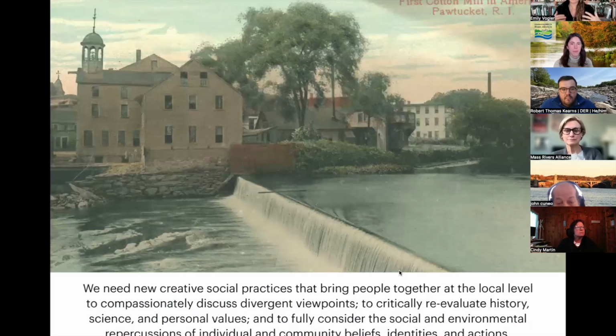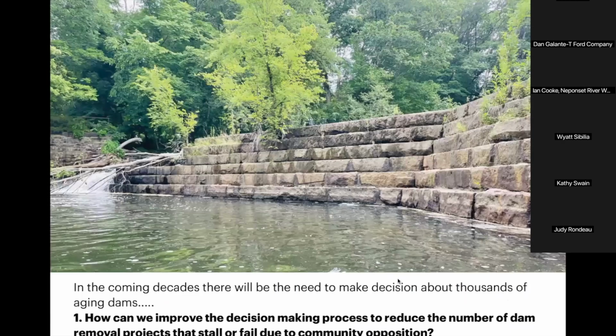And this idea: how can we begin to cultivate or explore new creative social practices that bring people together at the local level to discuss divergent viewpoints, to critically reevaluate history, science, and personal values, and to fully consider the social and environmental repercussions of these individual and community beliefs, identities, and actions, right? So there's this fundamental need to revisit and to find ways to bring people together to have these tricky conversations. And so I saw that in reading the literature, but also looking forward, right?